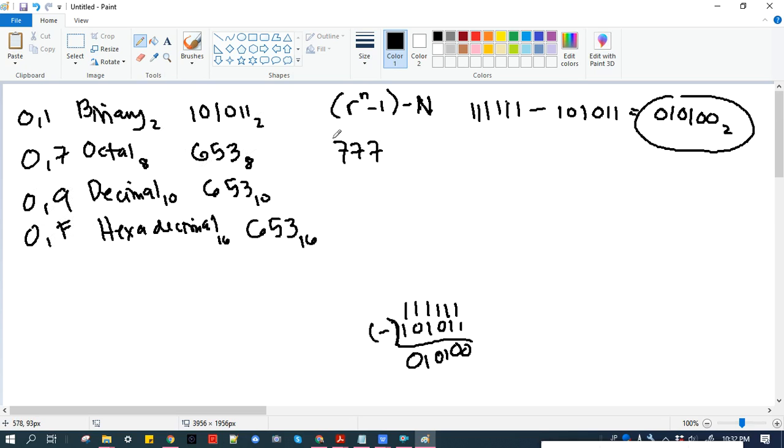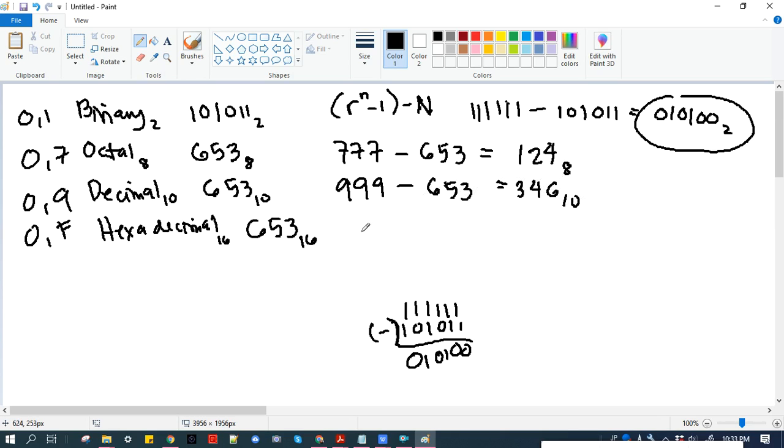So 3 digits, so we write down the highest digit 3 times: 777 minus 653. That's 124 base 8. For decimal, we use 9s: three 9s minus 653. So it's 346 base 10.